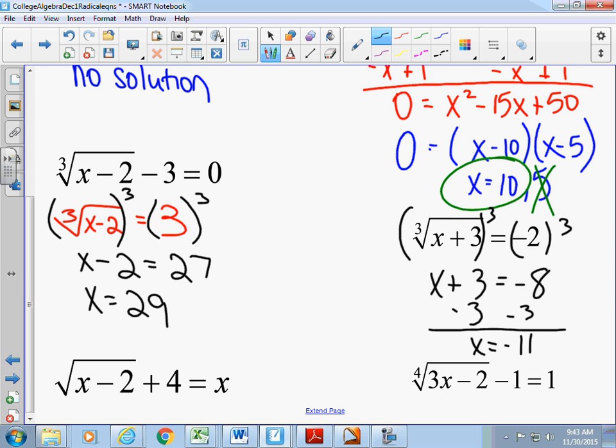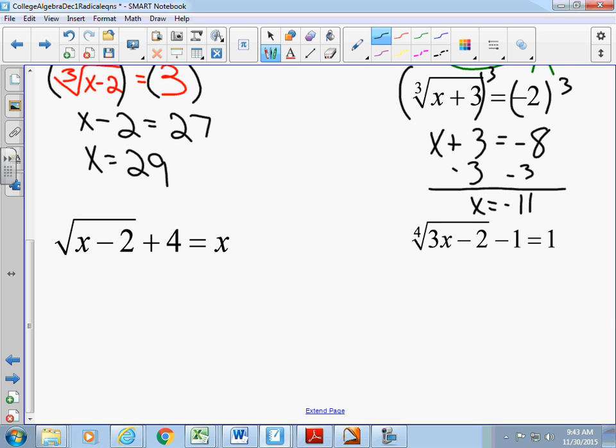And what if you're still a little confused by hand? Okay. Check it in your calculator. Even if I tell you to work it out by hand, put one side in Y1, one side in Y2, see where they intersect. And if they intersect more than once, make sure you find both. Okay, 2 more.